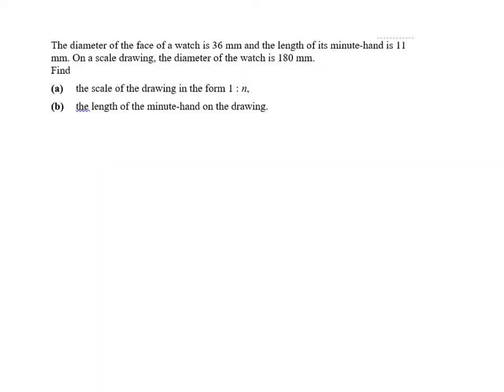The diameter of a face of a watch. Diameter means what? What shape? Circle. The diameter of the face of a watch is 36 mm. The length of the minute hand is 11 mm. On a scale drawing, the diameter of the watch is 180 mm. Oh, so they give us the diameter 36 and 180. Okay, we have two things. Still is map to actual, right?